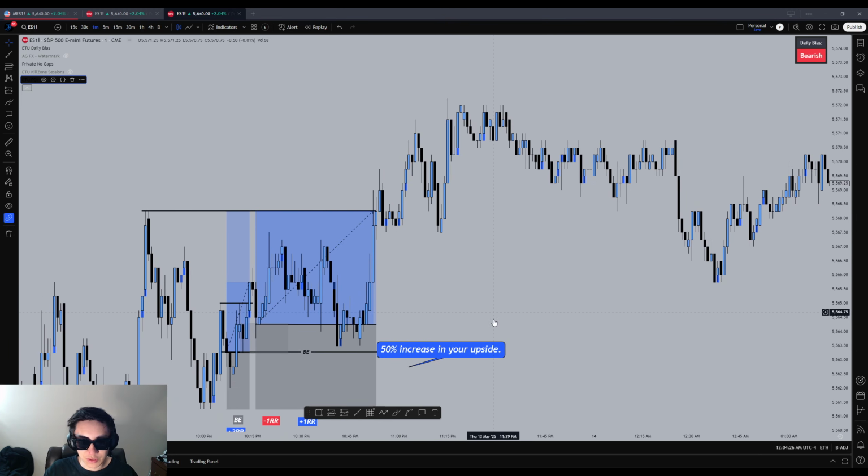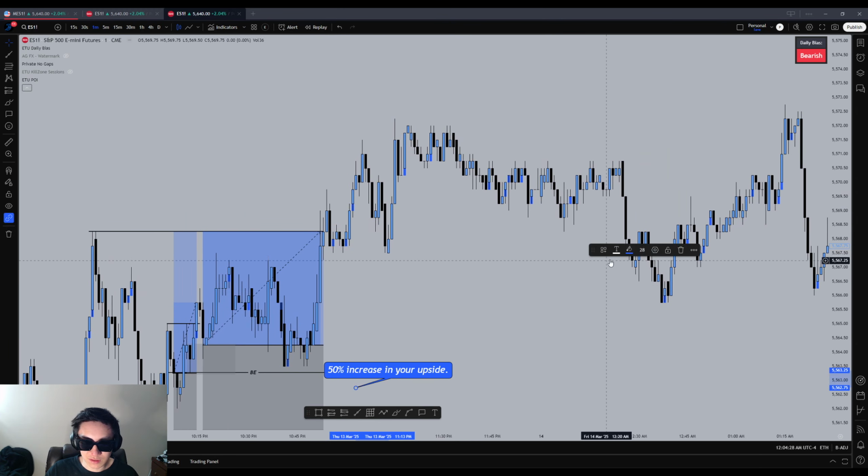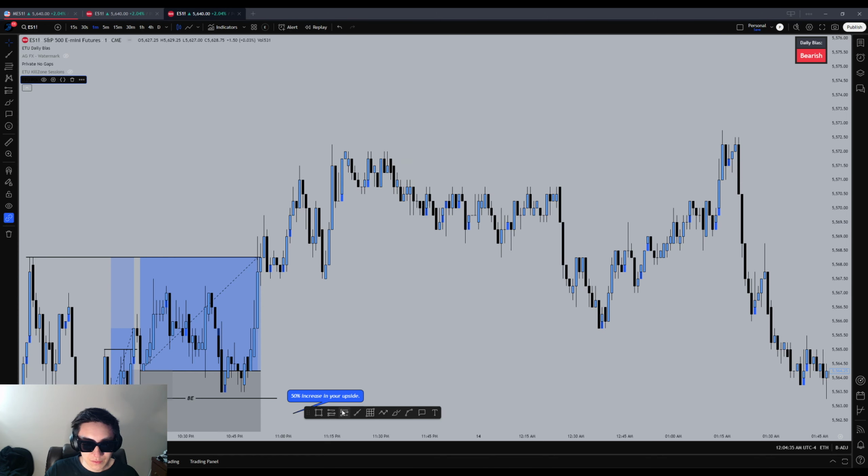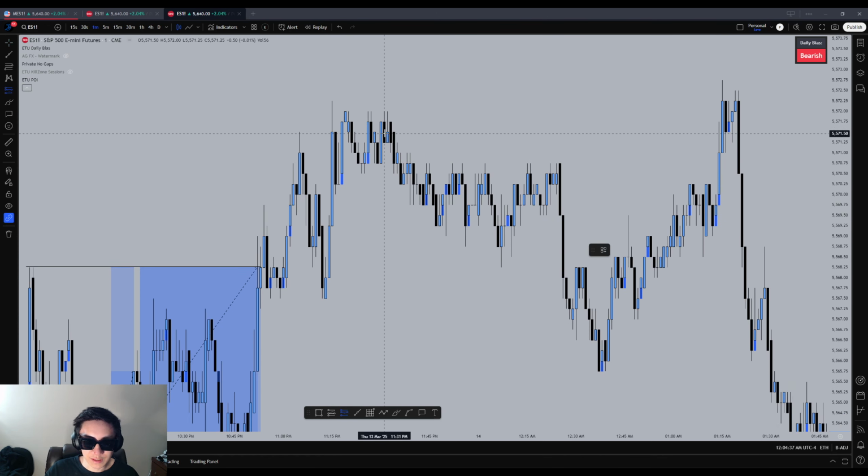So that's one example here. Let's see if I can find another example. Honestly, I'm going to make this smaller. This is huge. Let's see if we can find another scaling example. Good trade here. Let's see.